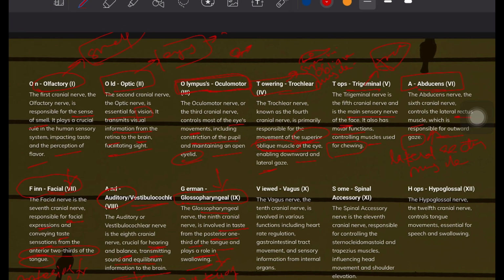Facial is for the anterior two-third and glossopharyngeal is for the posterior one-third of the tongue. So facial, face comes first, so it is anterior two-third, and then glossopharyngeal is for the remaining posterior one-third.